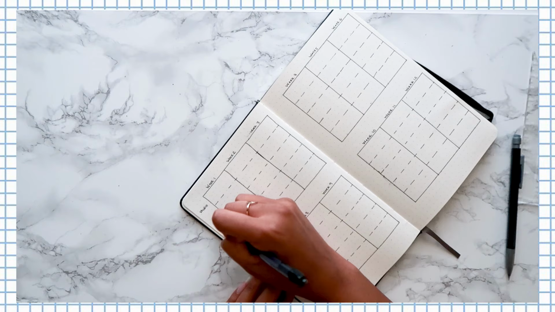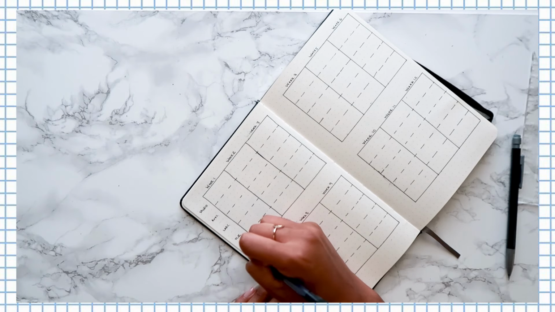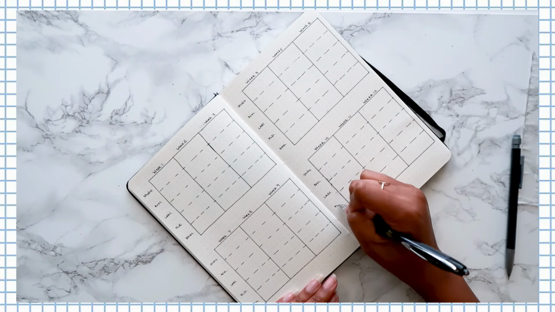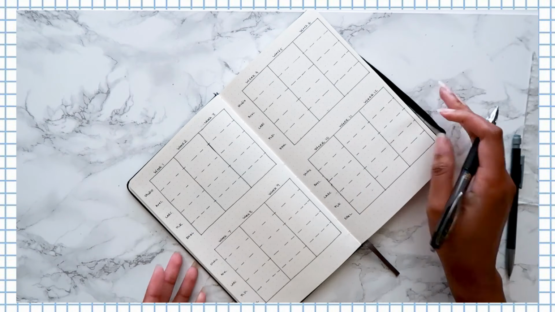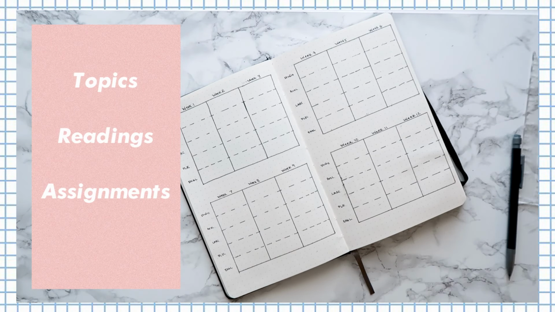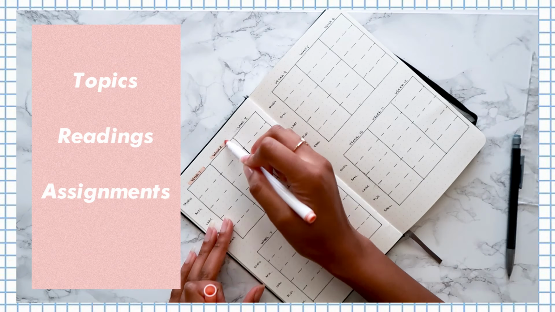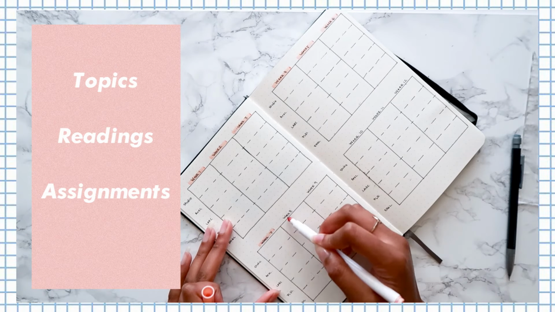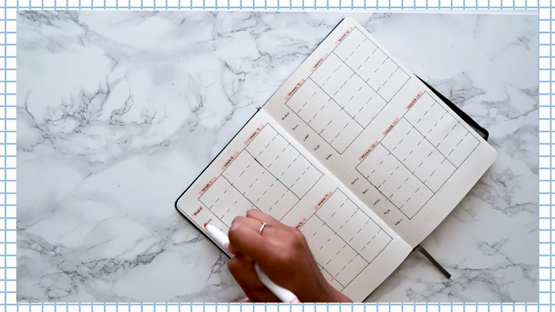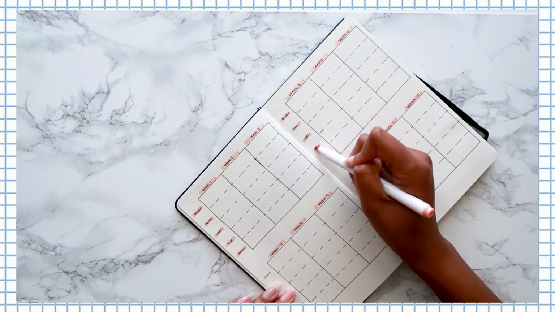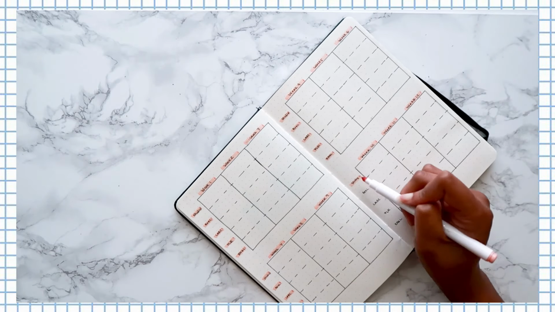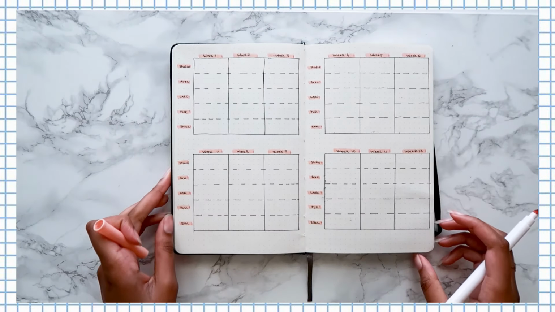And then along the sides for the rows, I did each class. So this spread is perfect for writing maybe topics that might be going on each week in class, readings that you have to do for each week, maybe assignments that you want to keep track of for each week, homework assignments and stuff like that. This is the perfect spread for that.